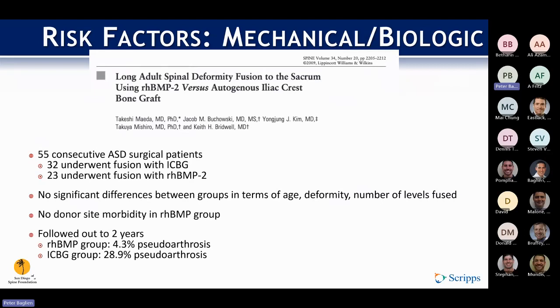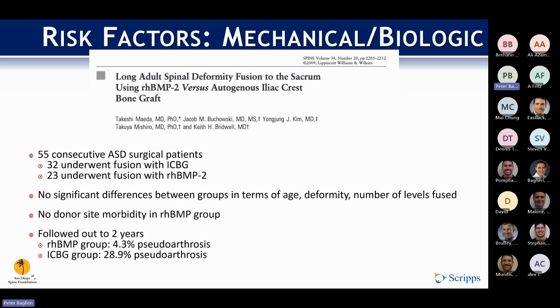Other risk factors: this is both a mechanical and a biologic issue to address, specifically for long adult spinal deformity cases, but the use of BMP2 versus iliac crest autograft. This was 55 consecutive adult spinal deformity patients who underwent fusion with either iliac crest bone graft or BMP2. They found no difference between the two groups in terms of age, deformity, or number of spinal levels fused, but they did find a significantly decreased rate of pseudoarthrosis in the BMP group and a much higher rate in the iliac crest autograft group.